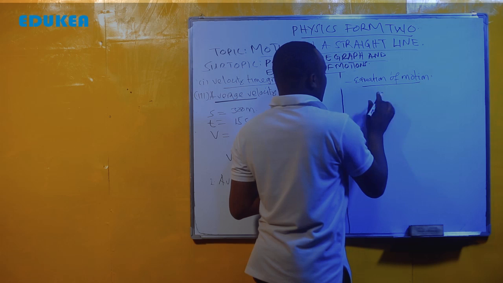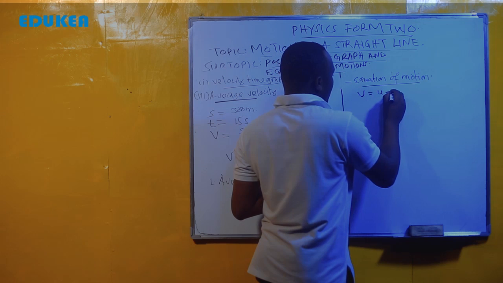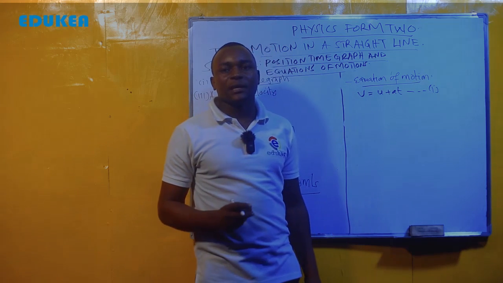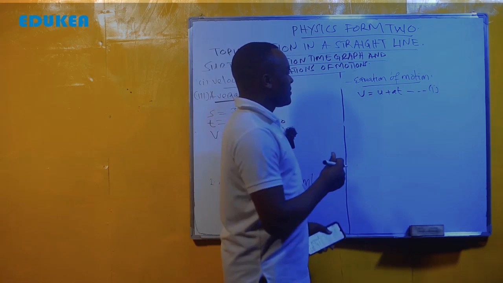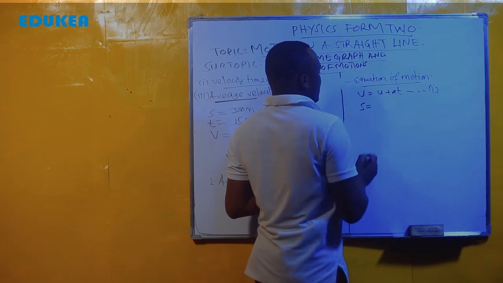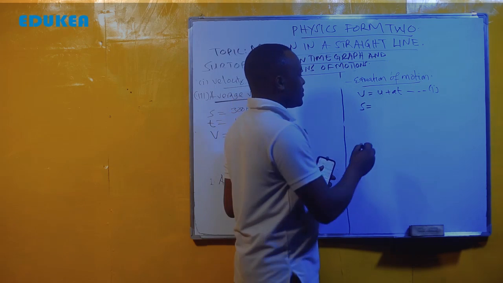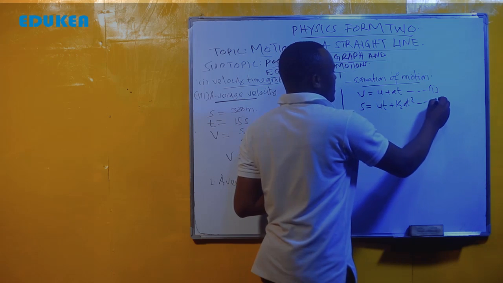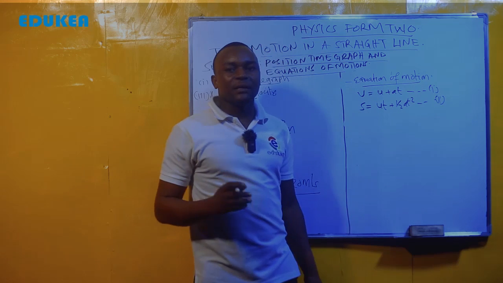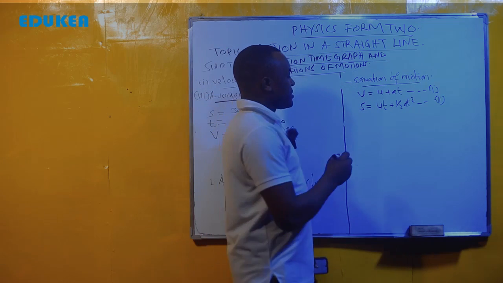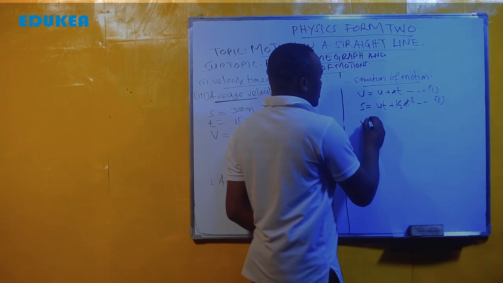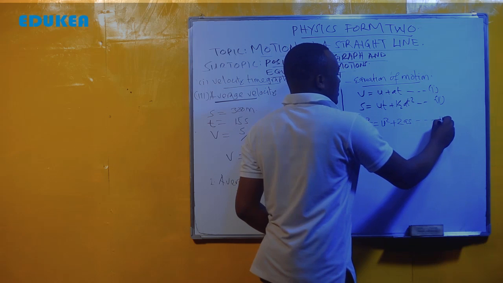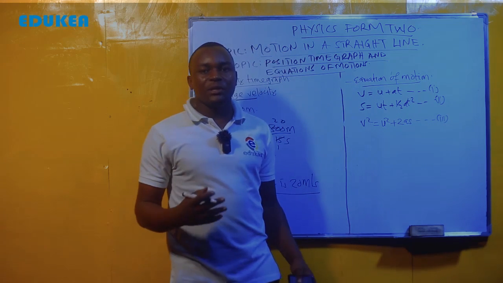But also the second equation relates s, which is equal to ut plus half at squared. This is the second equation, and the last equation of motion is v squared equal to u squared plus 2as. Those are the three equations of motion which represent motion in a straight line. So now let's look at some examples on how we can use those equations to find some parameters.